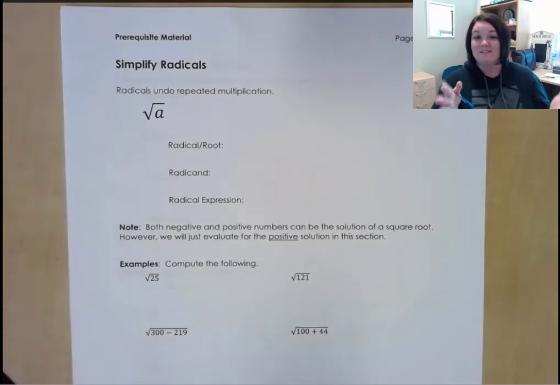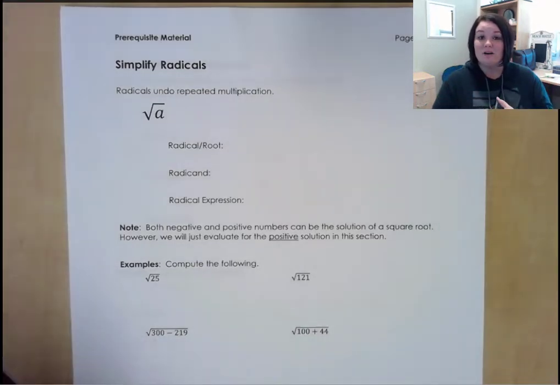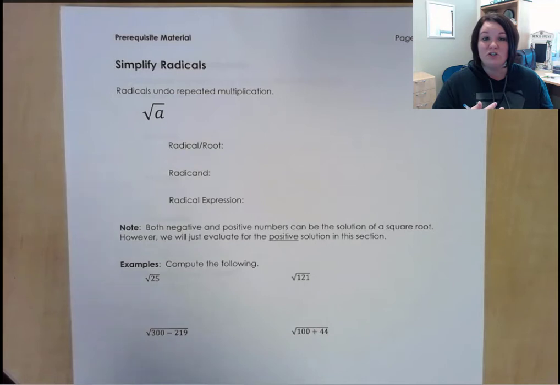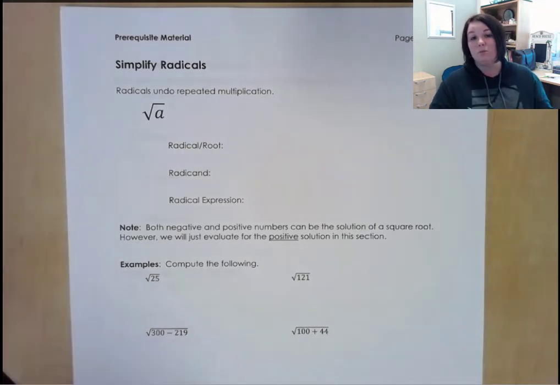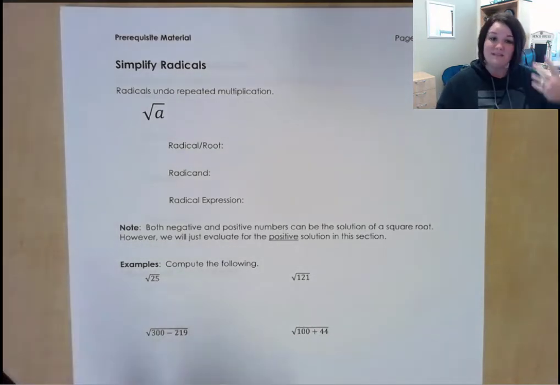Hello. All right, so we're still in Unit 1 and we are going to move on to simplifying radicals. So radicals, what they do is basically they undo that repeated multiplication that we talked about in the last video.